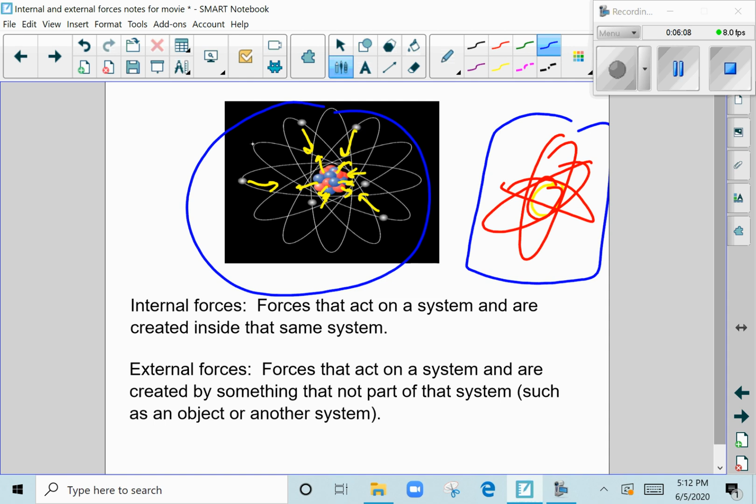So the thing that determines if you're an external force or not is the source of the force, just like with internal. But for external, the source of the force is something that's not part of my system.